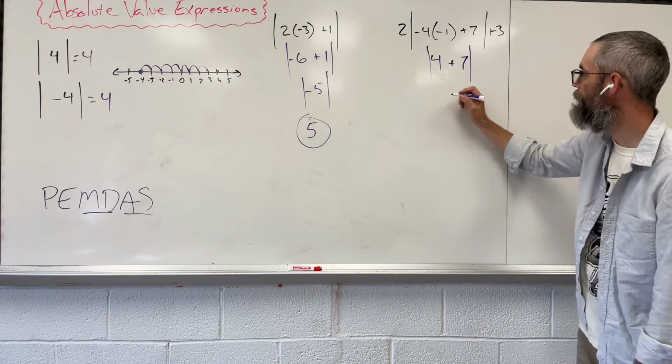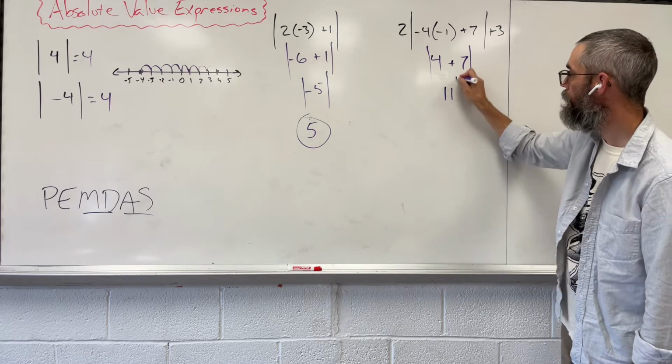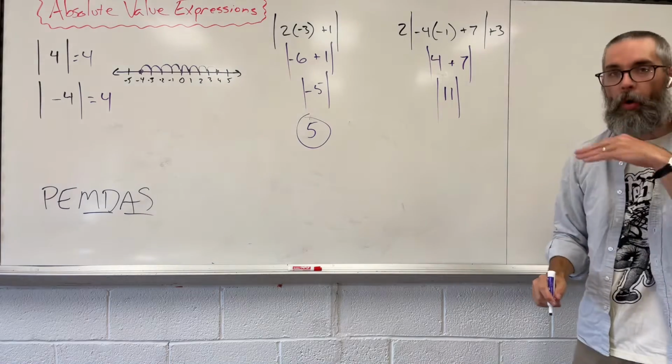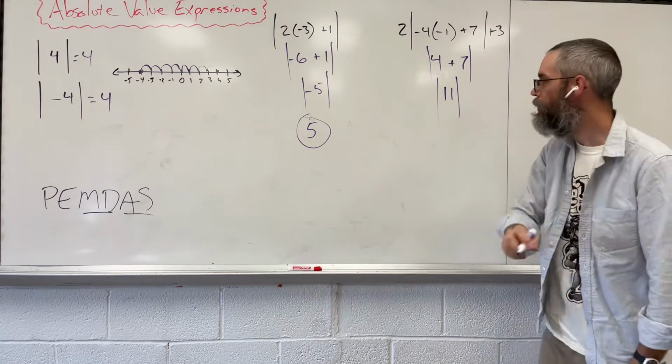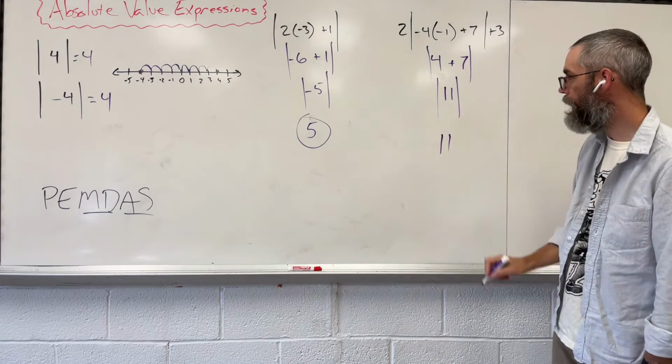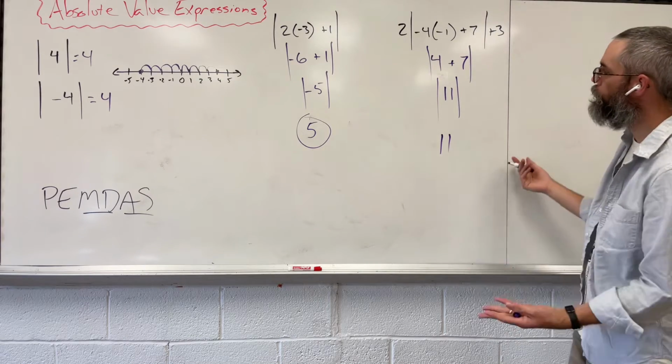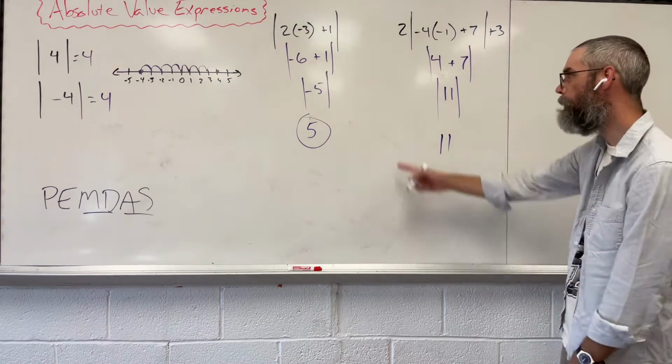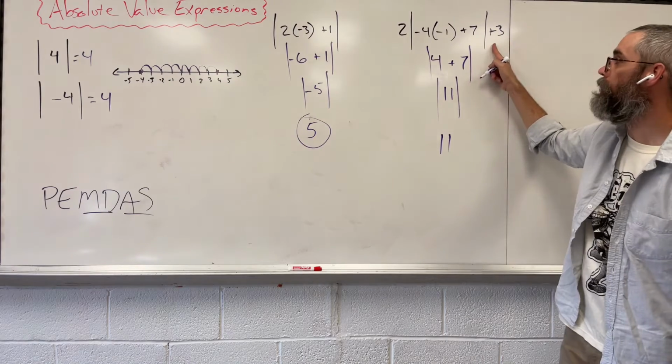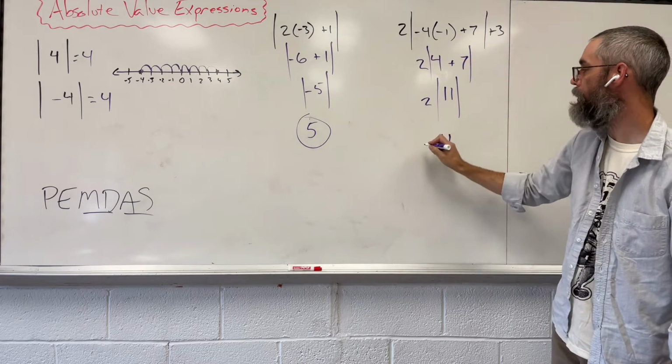4 and 7 now give us 11 inside the absolute value. When you have one number left, that's when we take the absolute value. We get 11. Okay, should we be done? Yeah, hold up. We didn't touch the 2, we didn't touch the 3. Let's bring them all down.